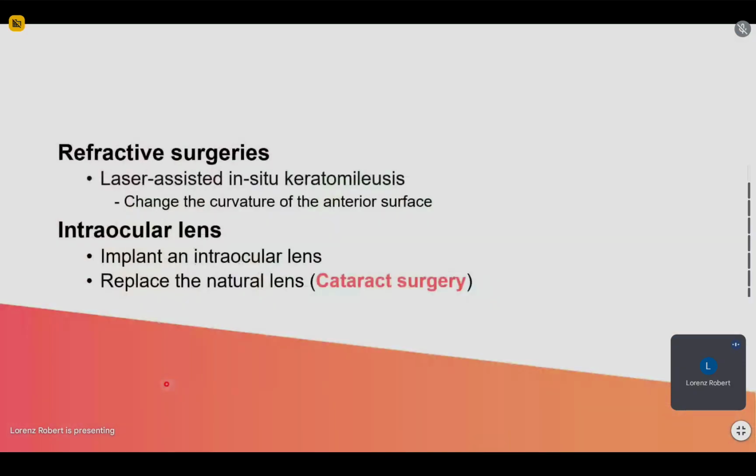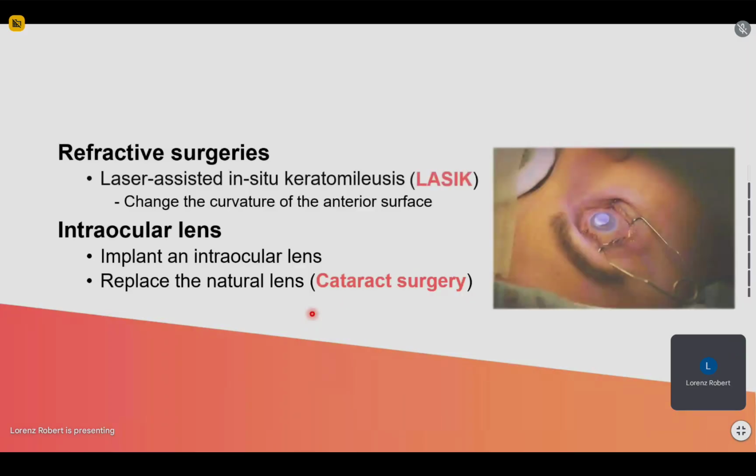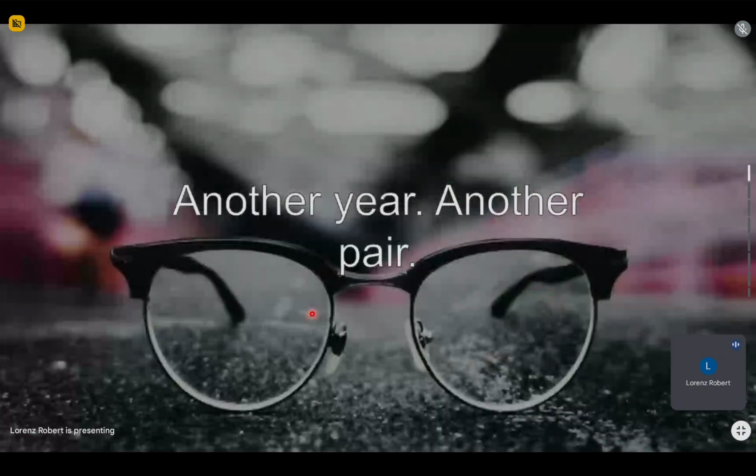Okay? Then, if the patient is not comfortable with glasses, not comfortable with contact lenses, refractive surgeries can also be considered. So these change the curvature of the corneal surface. Or you can also implant an intraocular lens, either by replacing the natural lens or placing an intraocular lens in front of the natural lens. Basically, refractive lens exchange or cataract surgery can be done in patients for refractive reasons. Okay, so there's LASIK.